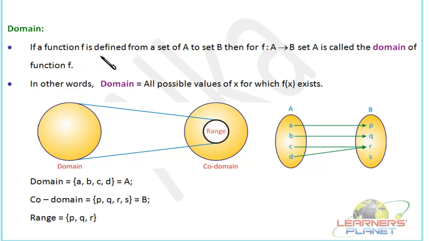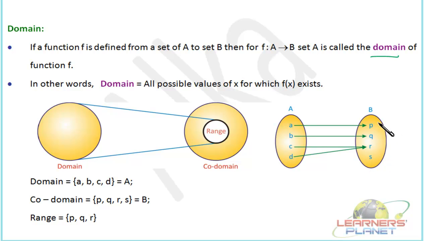Domain: if a function f is defined from a set A to a set B, f: A → B, then set A is called the domain of the function f. Or we can say all possible values of x for which f(x) exists. This is the domain. The complete circle is the codomain, and range is the subset of codomain, right? Here A, B, C, D is the domain. P, Q, R, S is the codomain.